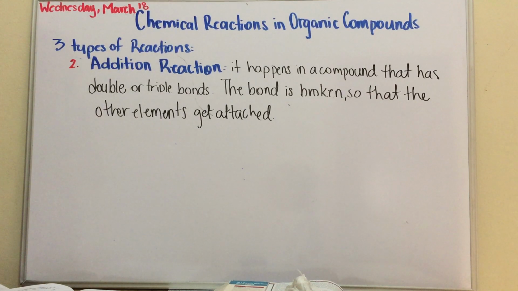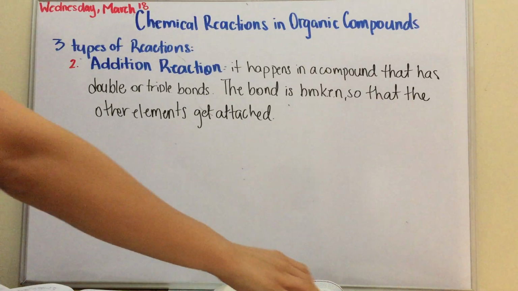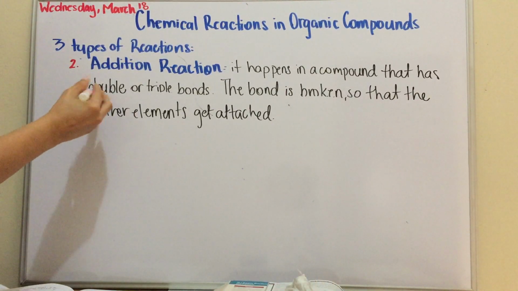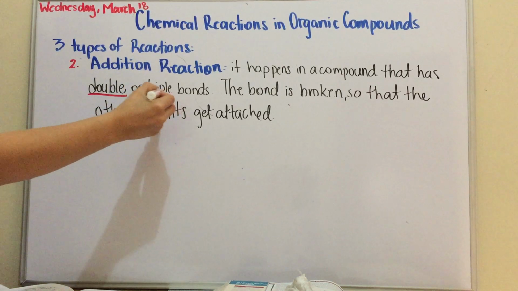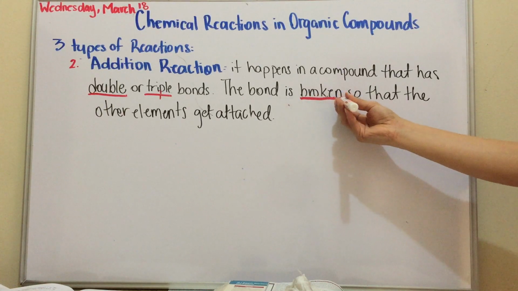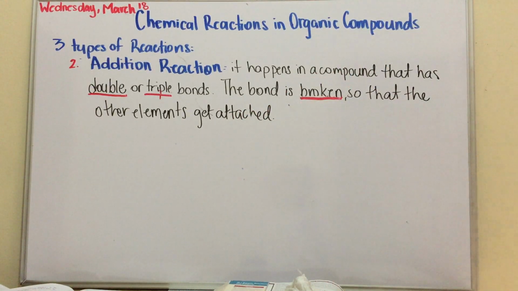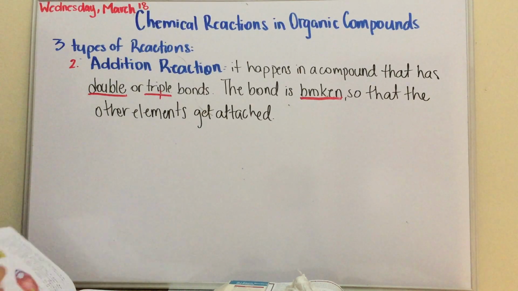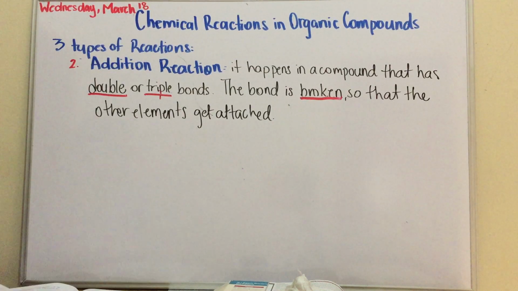Addition reactions happen in a compound that has double or triple bonds, alright? For us to have an addition reaction, we need a double or a triple bond. Why? Because this double or triple bond is going to get broken so that the elements that we are adding can get attached. So once I've said this, I'm going to give the two basic examples using letters as substitutes for the elements, and then we're going to do real examples, and I'm going to explain a rule of Markovnikov that you need to keep in mind.